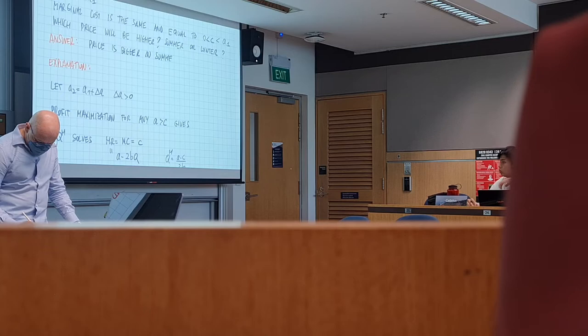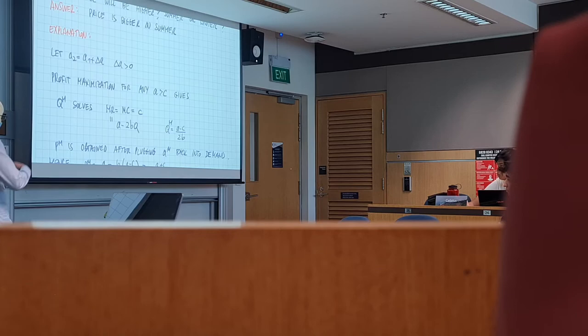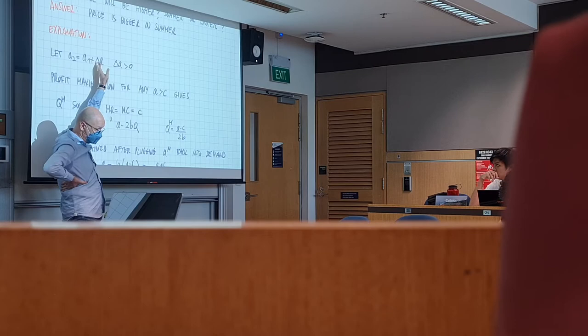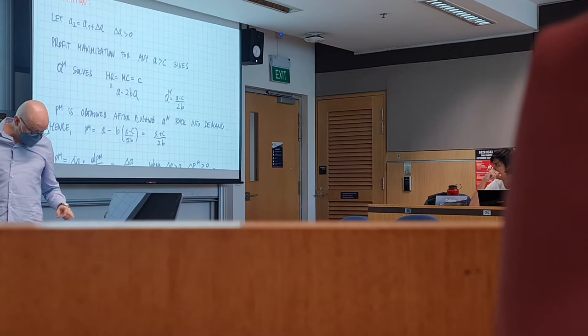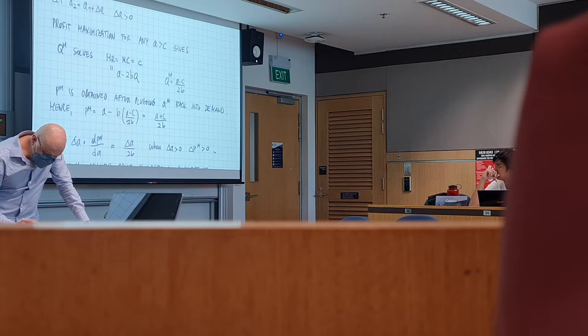Since A2 is bigger than A1, I can write A2 as the sum between A1 and a certain term, delta A, delta A positive. Now I do the probability maximization for a generic A. If you want, you can write it A1. Oh, not there yet. No, for any A.